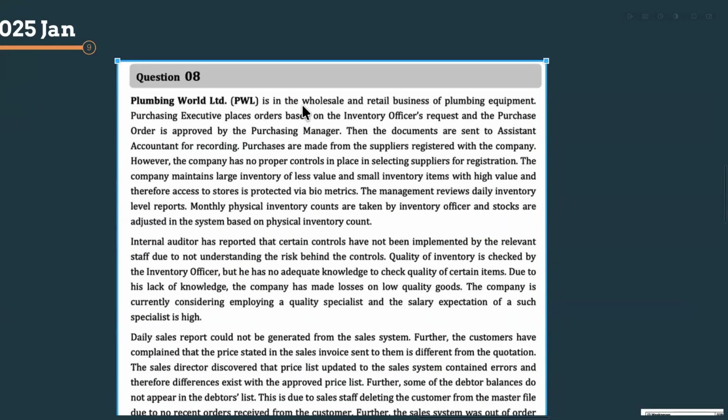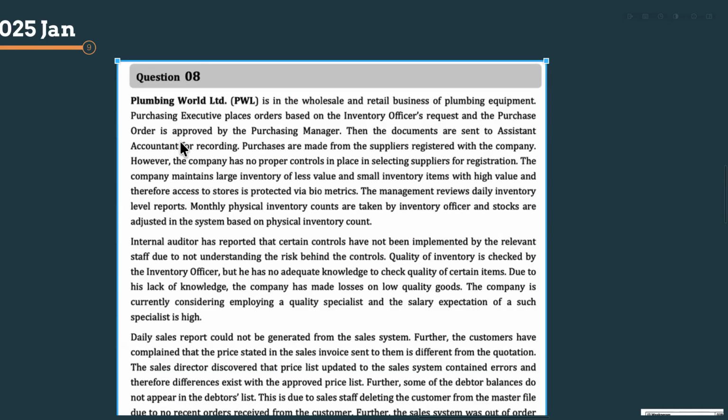Plumbing World Limited is in the wholesale and retail business of plumbing equipment. So we are selling plumbing equipment to wholesale as well as retail people. Purchasing executives place orders based on the inventory officer's request and the purchase order is approved by the purchasing manager. This is the process. Purchasing executives means people who are at executive level. He is placing orders based on the inventory officer's request and the purchase order is approved by the purchasing manager.